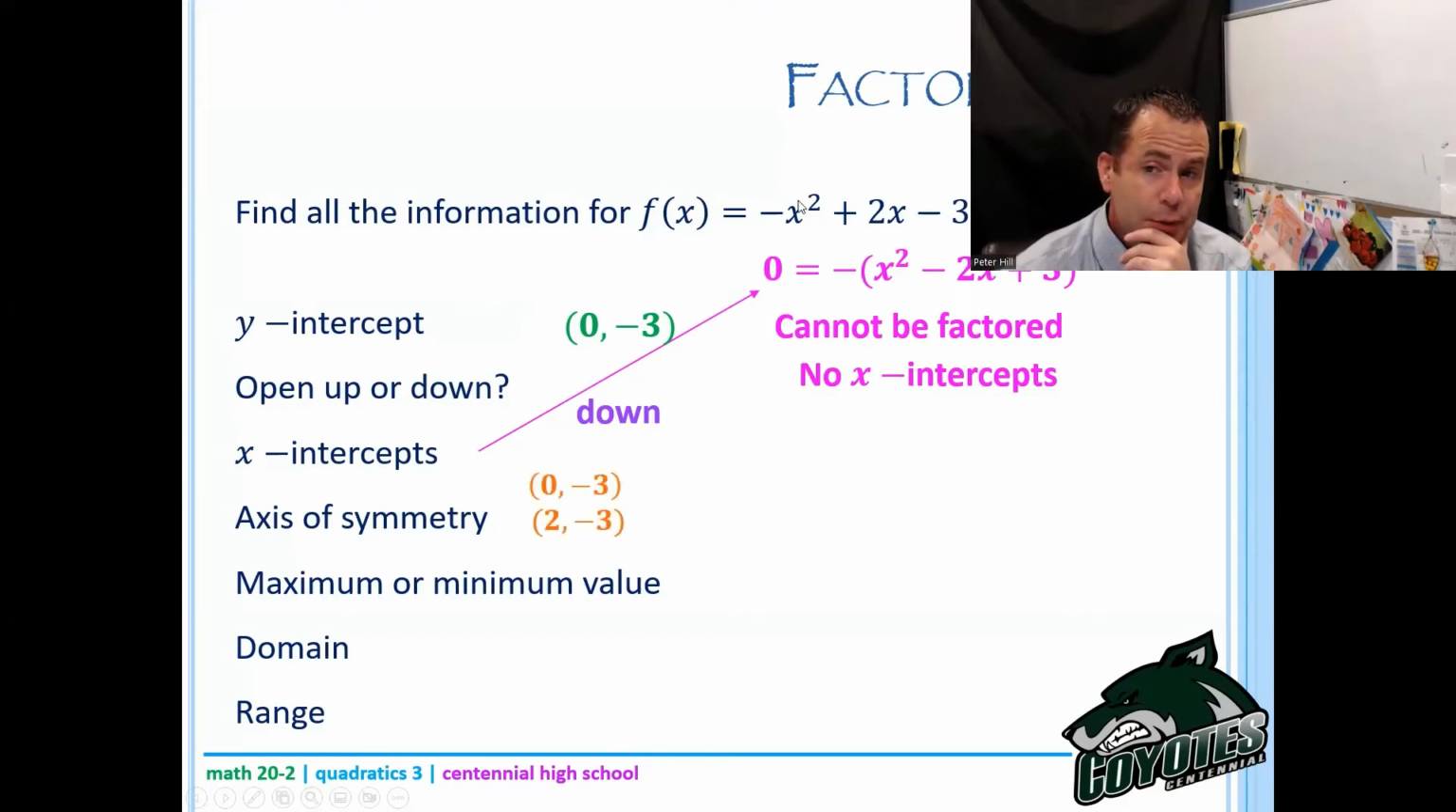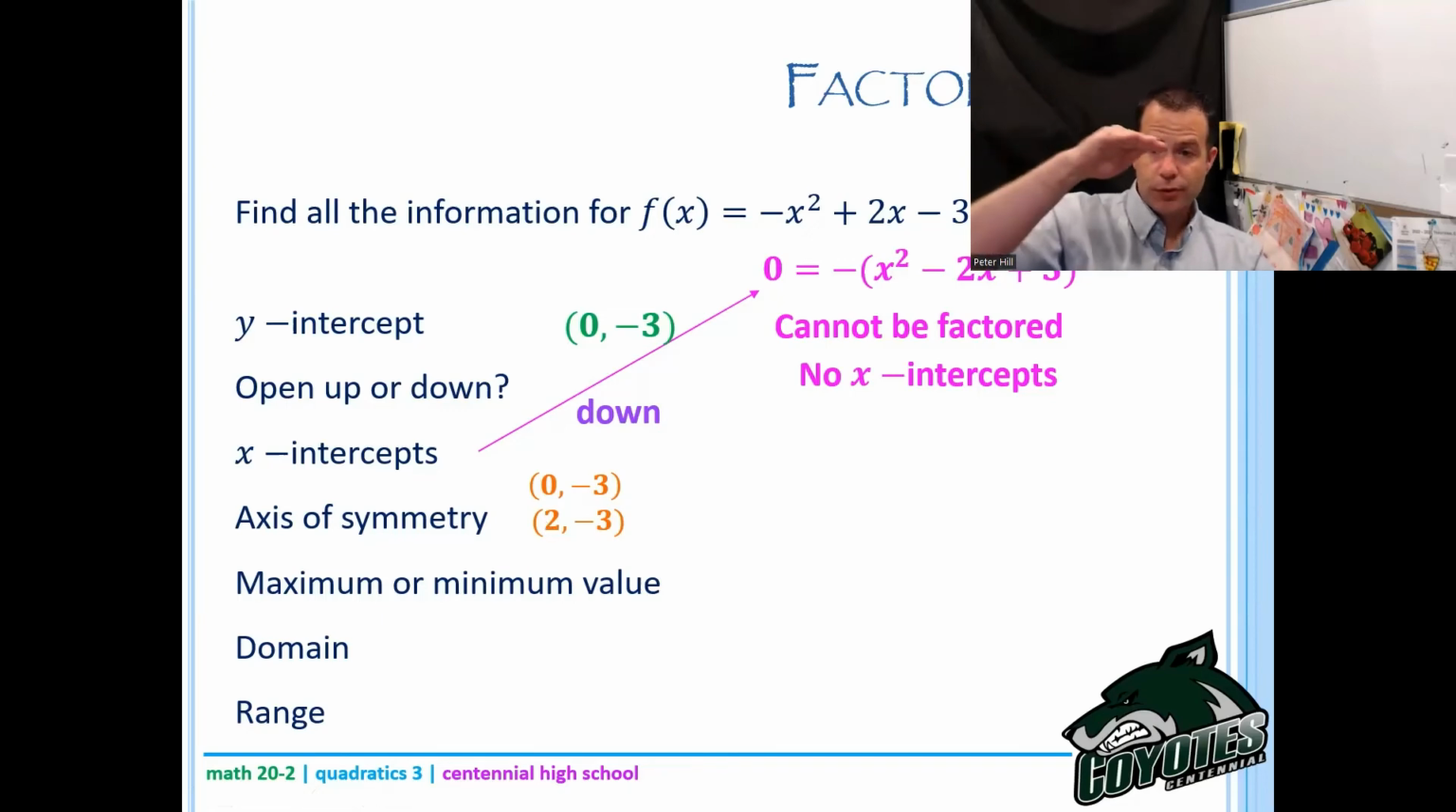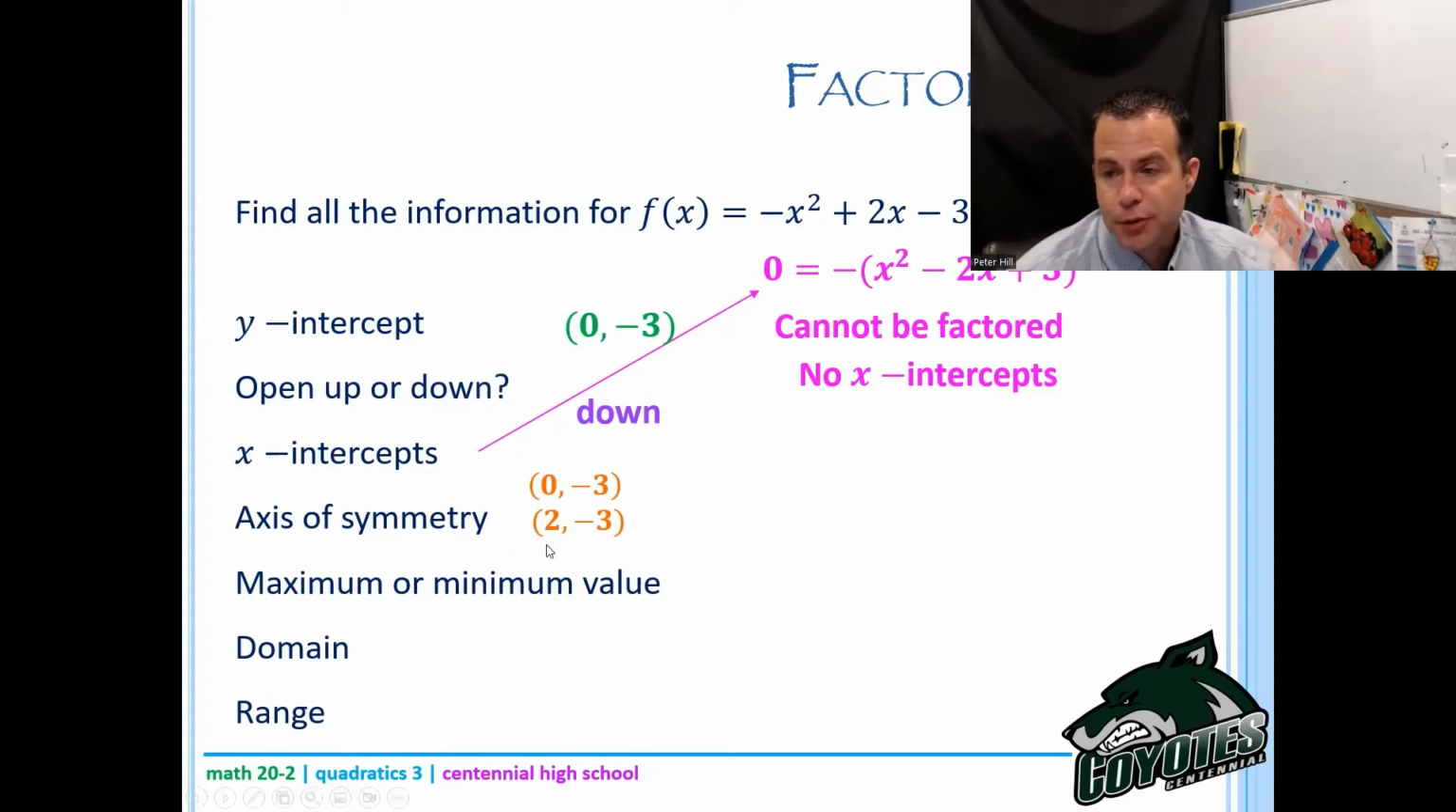If I plug in 2 here, I end up with 2 squared, which is 4. But then it'll be -4. And then I'm going to add to that 4, which is 0. And then I'm back to just -3. Okay. So to get the axis of symmetry, I got the other point that had a y value of -3. Now I have 2 points on the same horizontal, and I can take the average of those x values. So 0 plus 2 divided by 2. 0 plus 2 is 2, and 2 divided by 2 is 1. So I know I have an axis of symmetry here at 1.